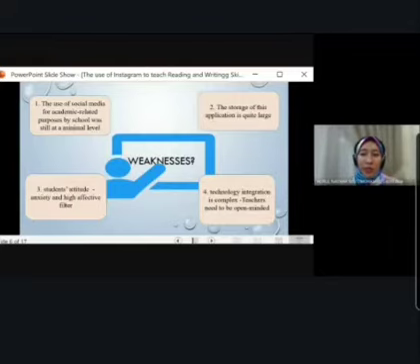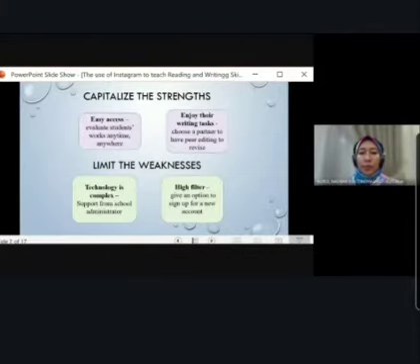So teachers need to be open-minded, especially the senior teachers. They need to try new approaches to teach and make a few changes in teaching to cater to student needs. So how do teachers capitalize on the strengths and limit the weaknesses?